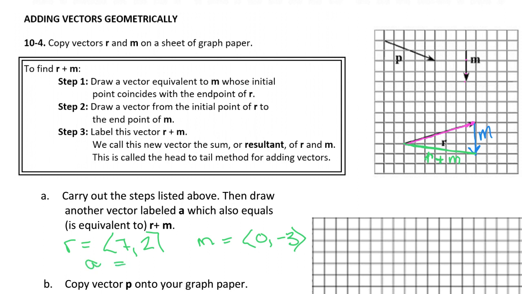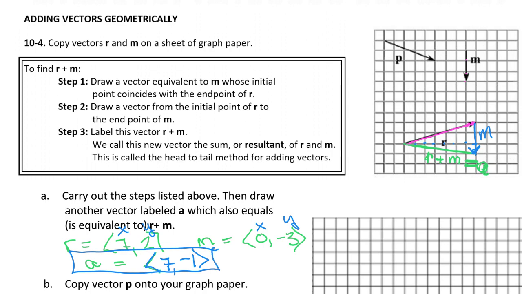Well, look at what happens if I were to do this mathematically. Let's label this vector A. A is just the sum of those two components. So I'm going to add my x's together. I'm going to add my y's together. So 7 plus 0 is 7. And 2 plus negative 3 is negative 1. So if you look at A, did I go over 7? 1, 2, 3, 4, 5, 6, 7. Yes, I did. And did I go down 1? Yes, I did.